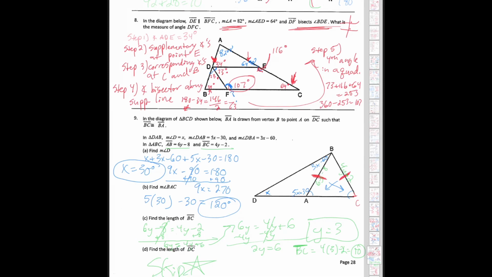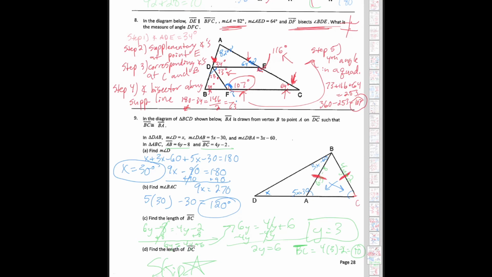And now in the last step here, the fourth angle in a quadrilateral gets us to 360. So we have this angle here, this angle here, this angle here. So we do 73 plus 116 plus 64. Add them together, we get 253. Subtract 253 from 360, and we get 107. So our missing angle, DFC, is 107. We really had to piece a bunch of angles together to get that one.